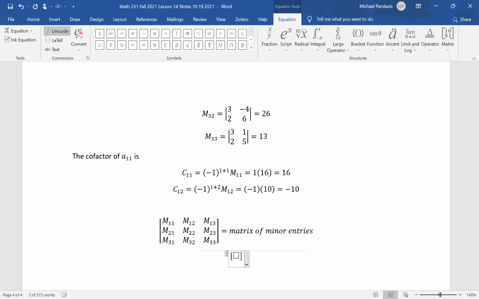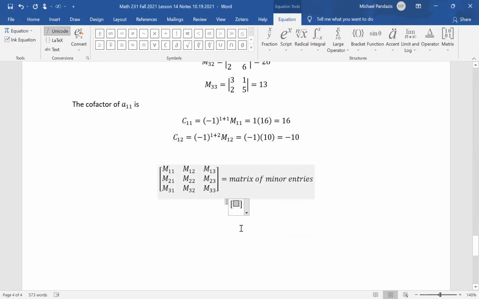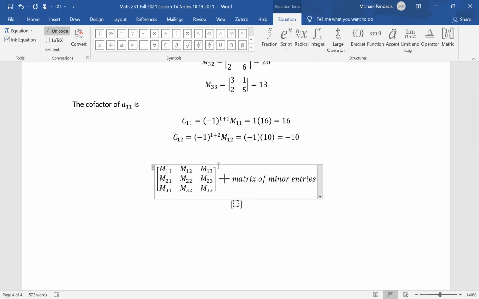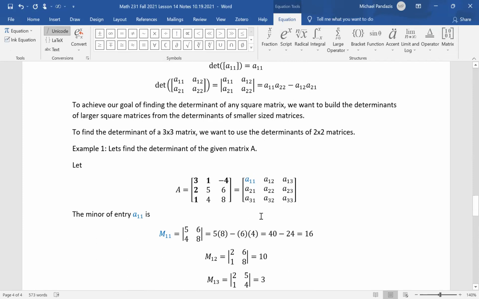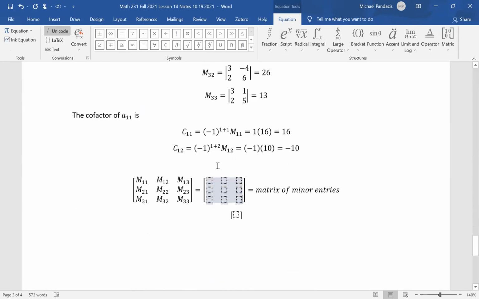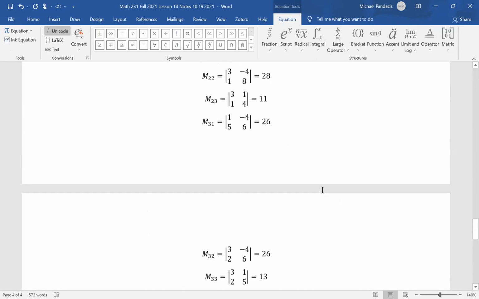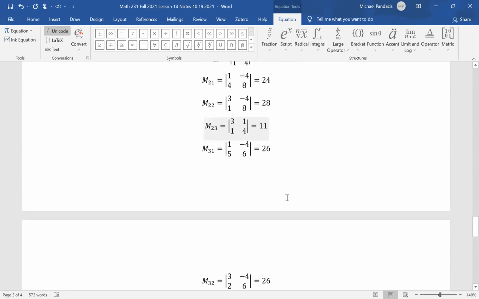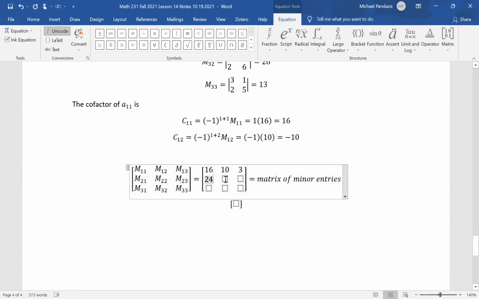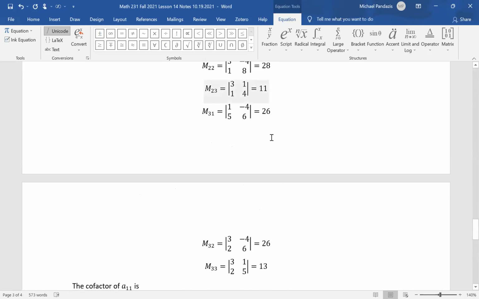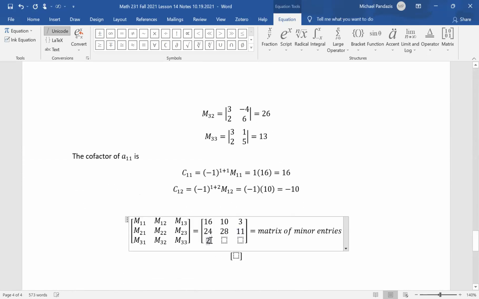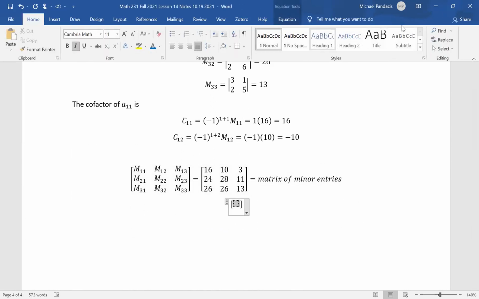If you look correspondingly at the matrix of cofactors, though actually, first I'm going to fill this in. So the minors we have here are 16, 10, 3. The second row is 24, 28, 11. And then the third row is 26, 26, 13. So those are the matrix of minor entries.